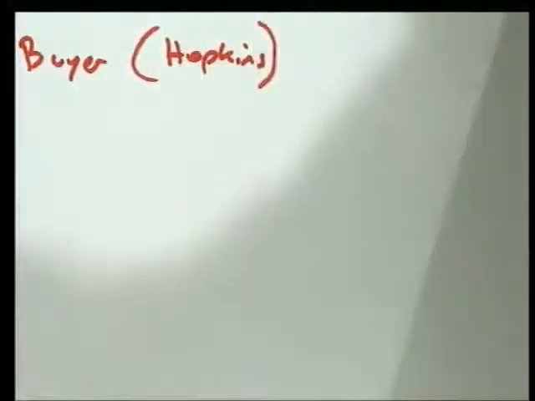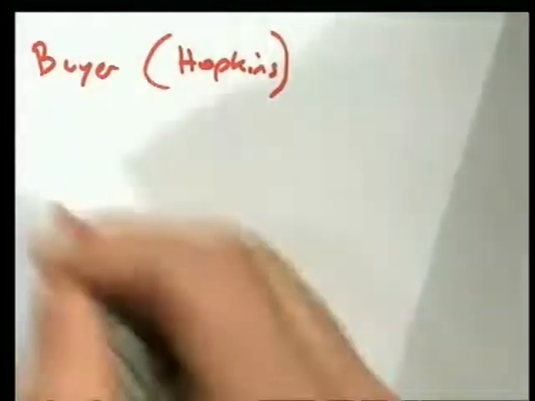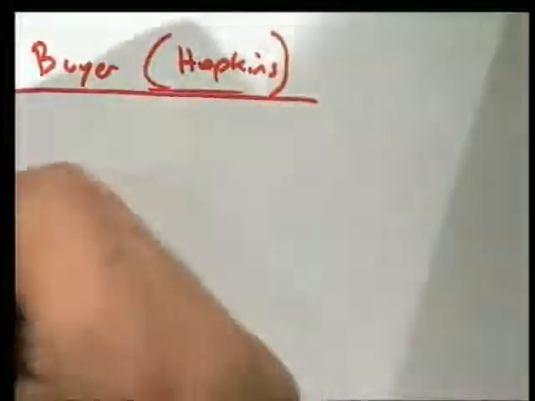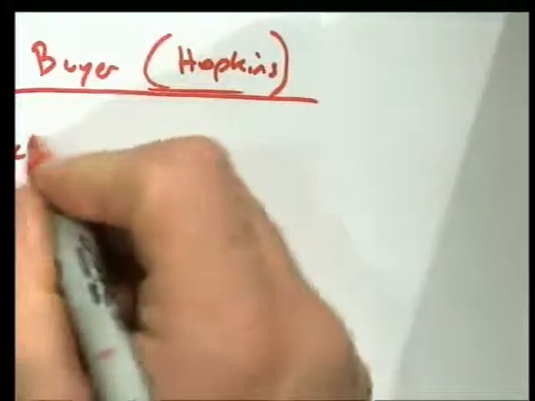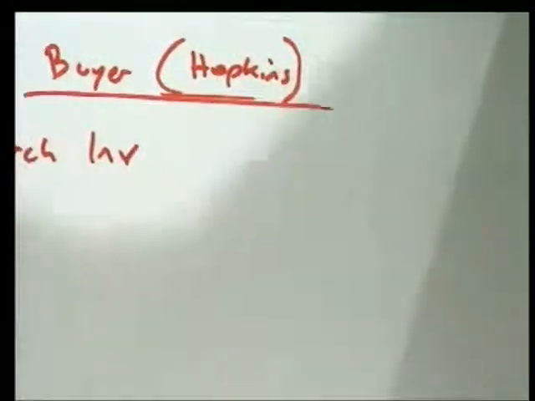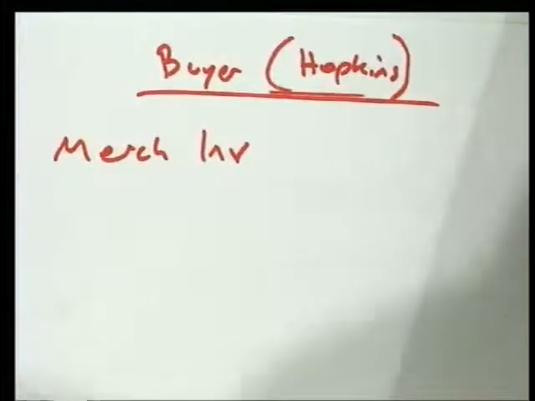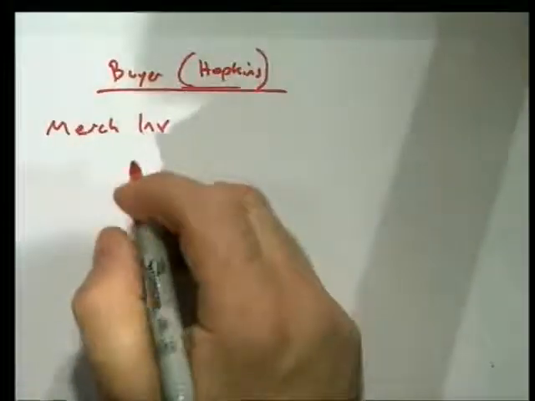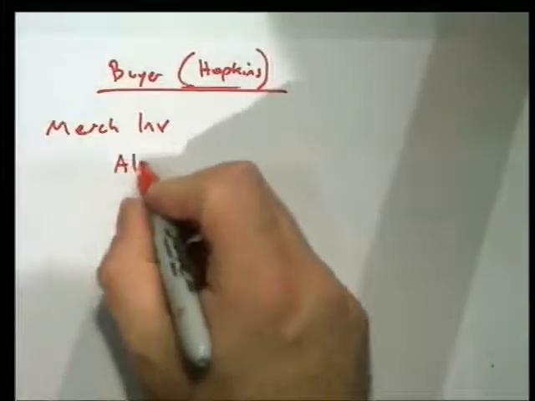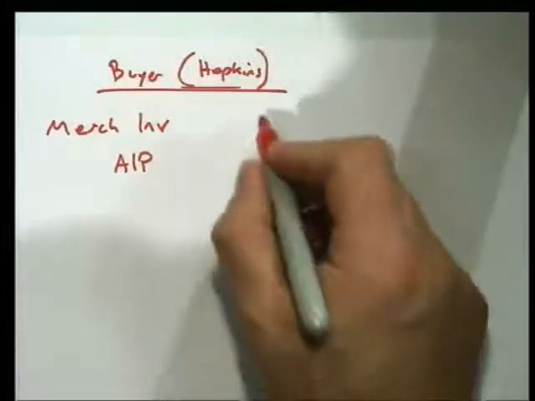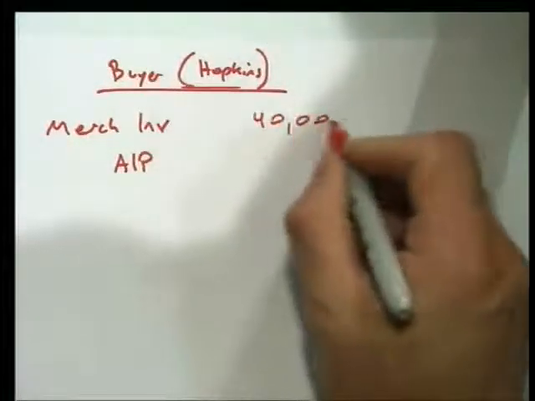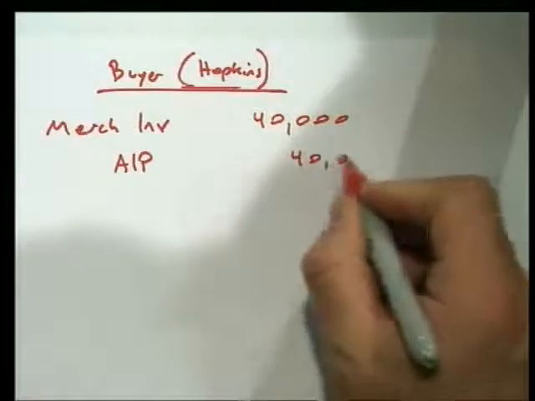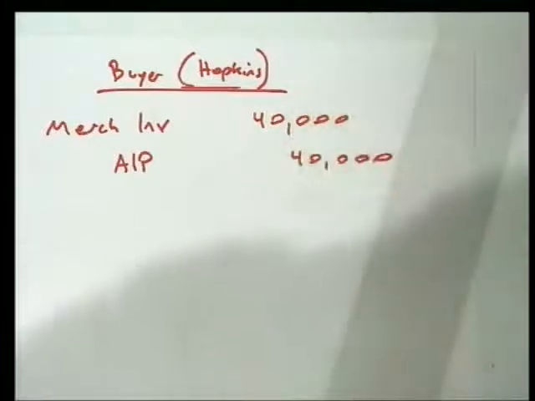Okay. Now, when they buy the inventory, what we're going to debit is merchandise inventory. Let me back that up a little bit. Merchandise inventory, and we credit accounts payable for $40,000. Okay? Does that look right?